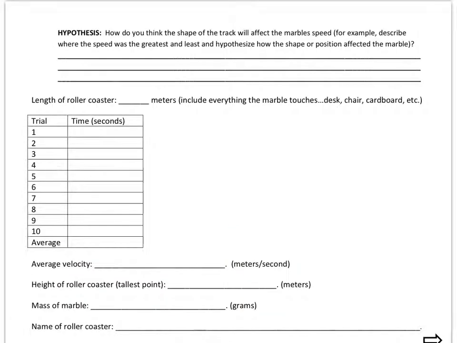All right, we want to look at our hypothesis, and the question was, how does the shape of the track affect the speed of the cart? And you need to think about where the speed is greatest, where the speed is lowest, and then hypothesize how the shape's going to change that. Remember that our speed is greatest at the bottom of the hills, and that's due to kinetic energy. That's where you have the highest amount of kinetic energy.